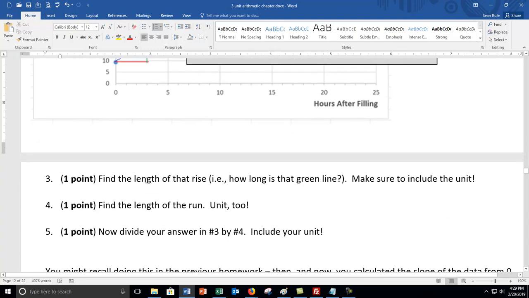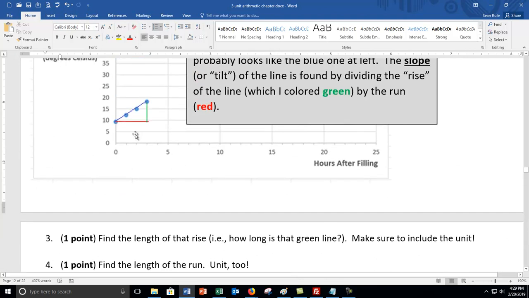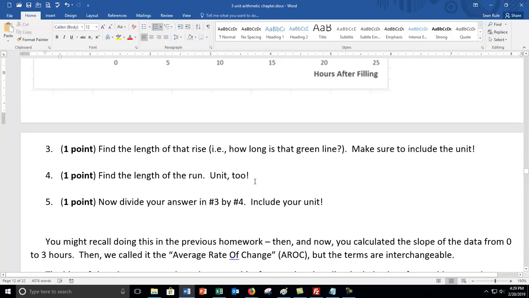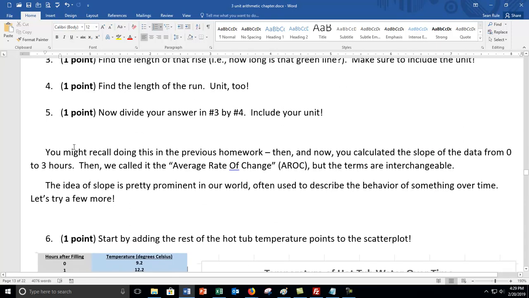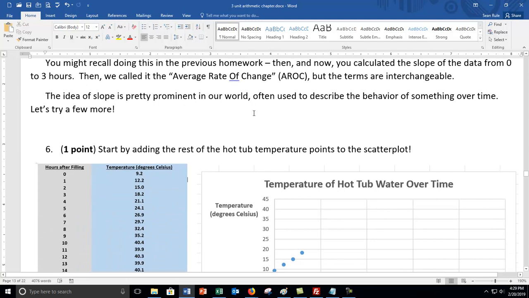So this right here is 9 degrees Celsius. The length of the run is a little bit easier because it's going from 0 to 3 hours, so that's 3 hours. Then I said divide 3 by 4 and include your unit. 9 degrees Celsius divided by 3 hours is 3 degrees per hour. Hopefully that makes sense. Okay, so that's number 5, and that's the unit. You might recall that slope is pretty prominent.